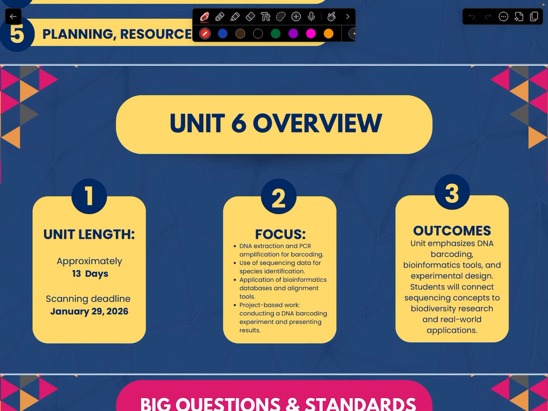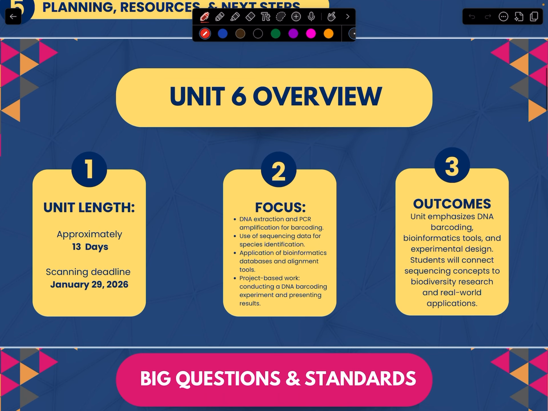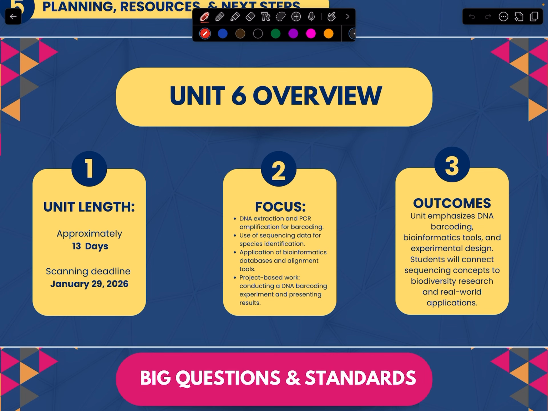So, Unit 6, what is it composed of? What is the overview? The unit length is about 13 days. The scanning deadline will be January 29, 2026. What is the main focus of this unit? DNA extraction and PCR amplification for barcoding, the use of sequencing data for species identification, application of bioinformatics databases and alignment tools, project-based work, conducting a DNA barcoding experiment and presenting results.